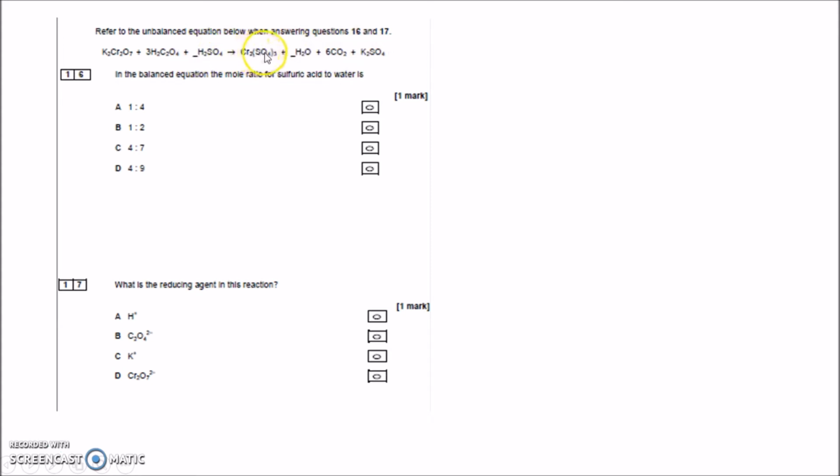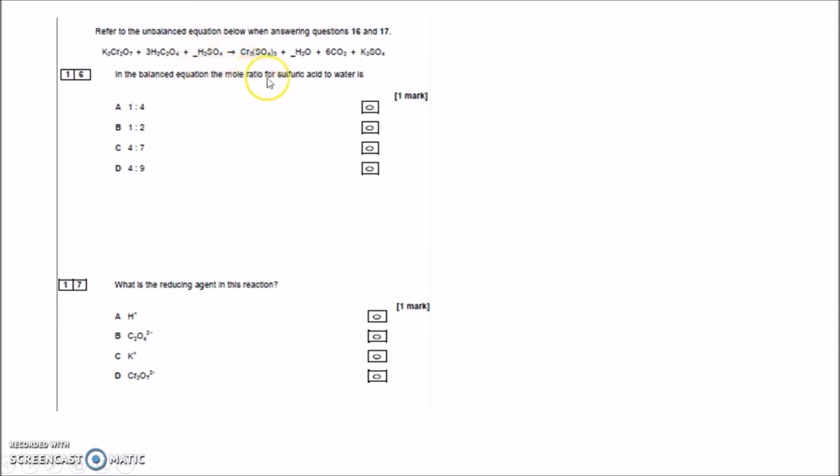So I've got Cr2(SO4)3. There's one S inside the brackets. The atoms inside the brackets are multiplied by the number outside, so there's one S inside multiplied by 3. I've got 3 S's there. K2SO4, there's 2 K's and 4 O's, but there's 1 S. 3 S's and 1 S is 4. So I've got 4 S's on the right hand side, and on the left hand side S only appears in here, and there's one S in there, so there must be 4 in front of the H2SO4. So I've automatically got a 4 in front of the H2SO4.